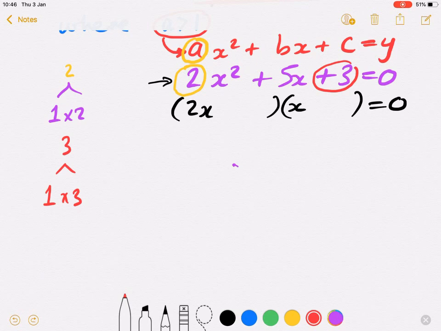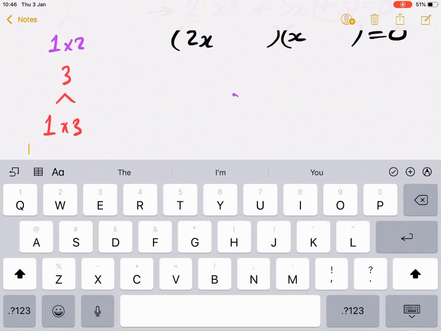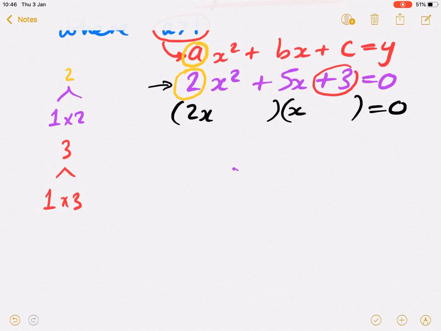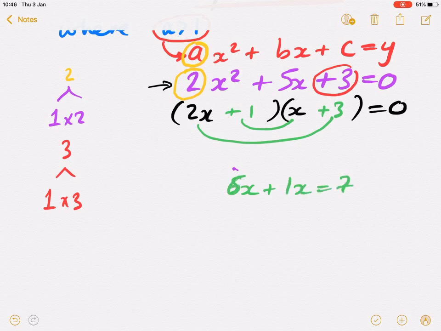Now, let's have a look. We're going to have here 2x times the number here, and this number times the x here will give us the 5x altogether. Now, if I put the plus 3 here, I'm going to get 6x, and if I put the 1 here, I'm going to get 7x. So 6x plus 1x is equal to 7x. Now that's too big, so that's wrong. We don't want 7x, we want 5x. So I have to change these numbers around.